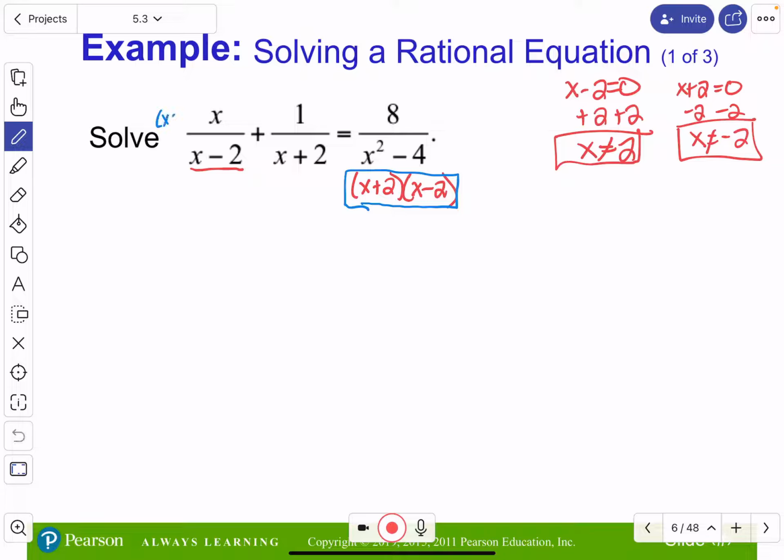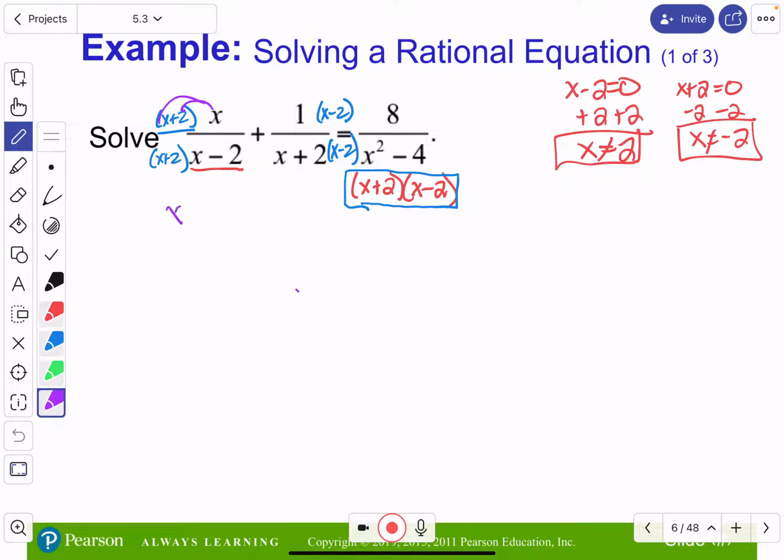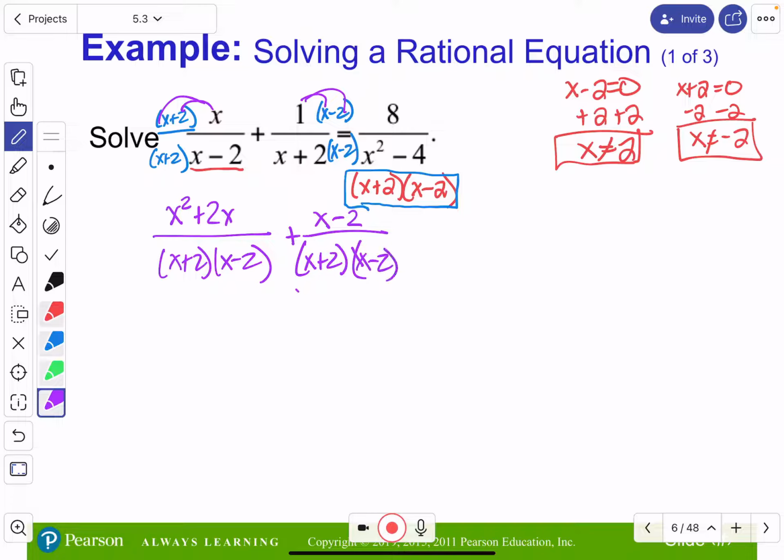So we need to multiply this first fraction by x plus 2, because that's what the bottom is missing. And we need to multiply the second fraction by x minus 2, because that's what the denominator is missing. So to do that, on the top, we're going to distribute the x. So we get x squared plus 2x over x plus 2, x minus 2. And then here we distribute the 1. So we get x minus 2 over x plus 2, x minus 2. And that's going to equal 8, because we don't have to multiply anything because it already had the common denominator.